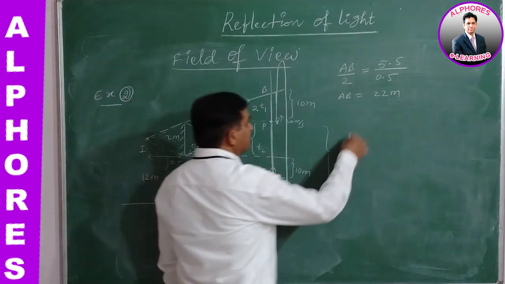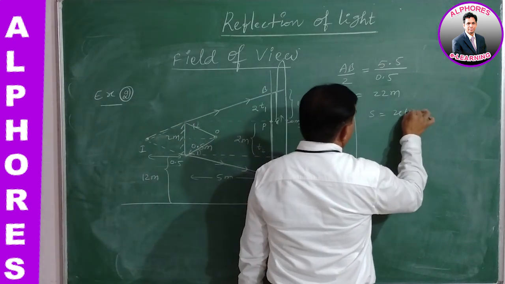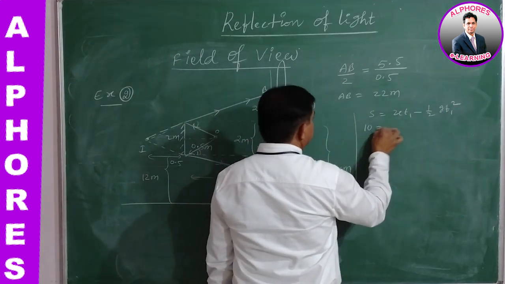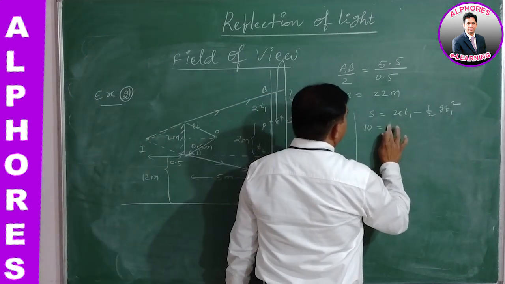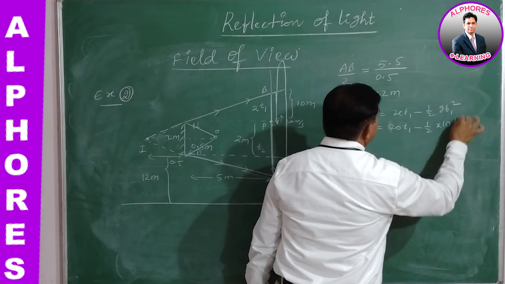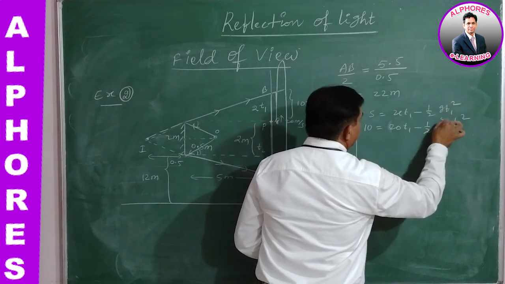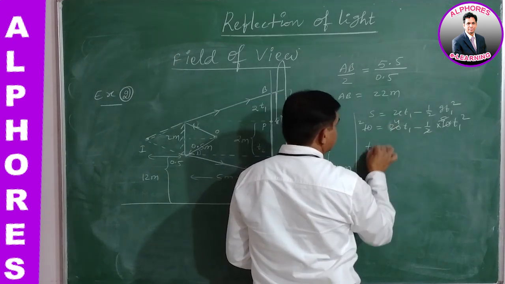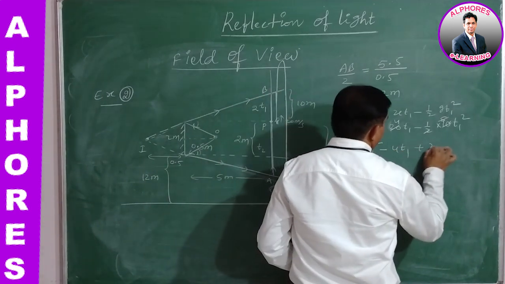So let us find the first one. Using S is equal to ut1 minus half g t1 square. S is 10 meters. Here the initial velocity of the person is 20. So 10 is equal to 20 t1 minus half g, that is 10, t1 square. So this simplifies to 5 t1 square minus 20 t1 plus 10 equal to 0, that is, t1 square minus 4 t1 plus 2 is equal to 0.